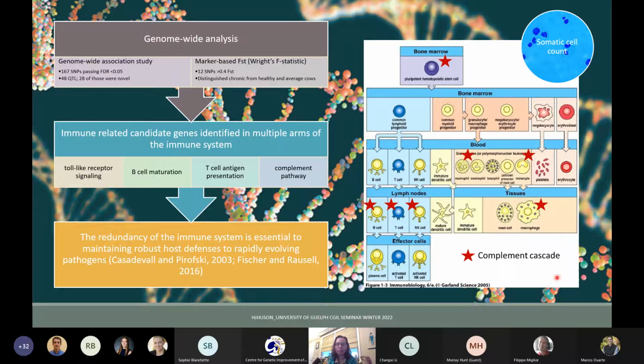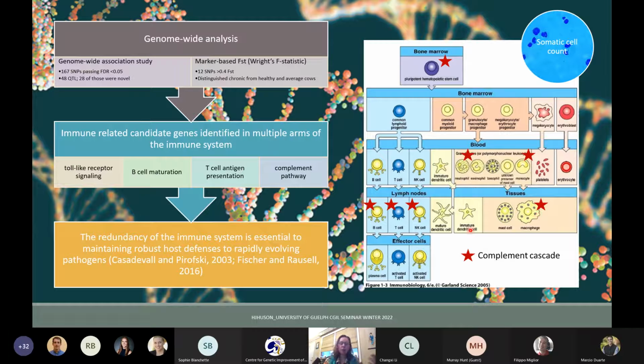So this is a figure we snagged that shows a really good example of the different pathways of the immune system and how you can work through here. And over here, I'm pointing out that in our data, we came up with pathways related to toll-like receptor signaling, B-cell maturation, T-cell antigen presentation, and complement pathways. And these stars over here are where our results led us to these pathways.